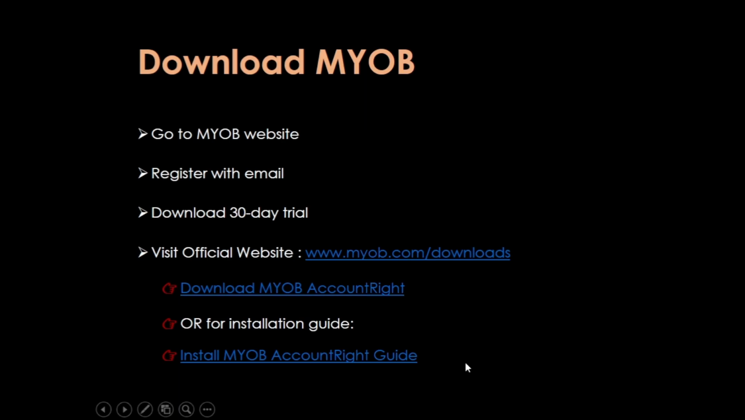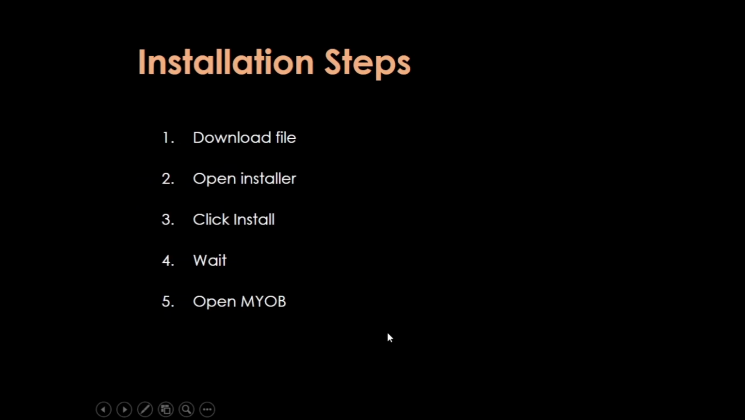Installation steps. There are these steps, very normal. You can download the file. After download, install it and click next. This is the same process as other software installation. If you have installed any software before, like a game or Google Chrome, you can easily install this software and open MYOB. From here we can do everything practically.